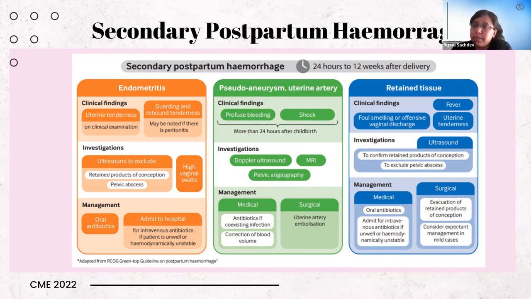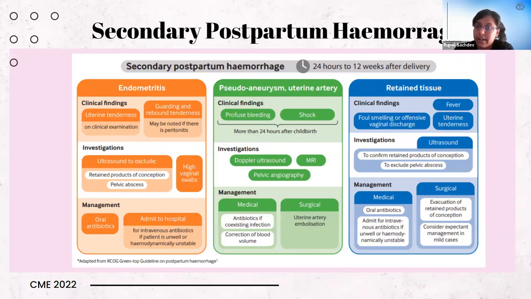If there is profuse bleeding, if the patient is in shock, you might suspect a uterine artery pseudoaneurysm. You do a Doppler, you do an MRI, and you do a pelvic angio. Management, antibiotics if it's related to infection, and you correct the blood volume. Surgical is embolization.